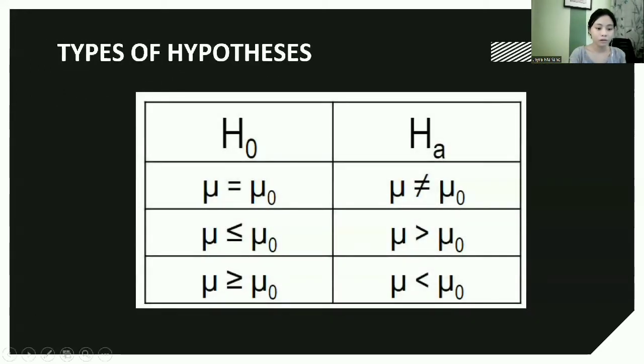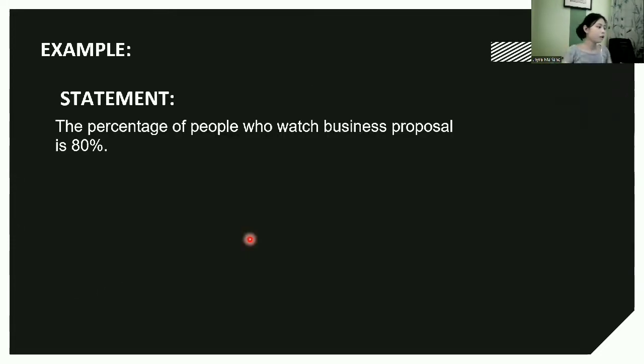So, kung mapapansin nyo dito sa table na to, yung null hypothesis natin, lagi siyang may equal sign. Itong equal, less than or equal to, and greater than or equal to. So, ngayong alam na natin yung definition and yung pinagkaiba ng null and alternative hypothesis, try naman natin mag-formulate ng null and alternative hypothesis. So, I have here statement, tapos i-identify natin kung ano yung null hypothesis niya and yung alternative hypothesis niya. So, sabi sa statement, the percentage of people who watch business proposal is 80%.